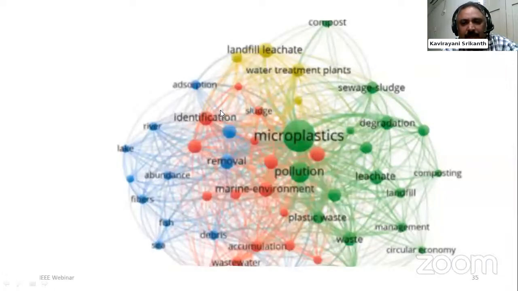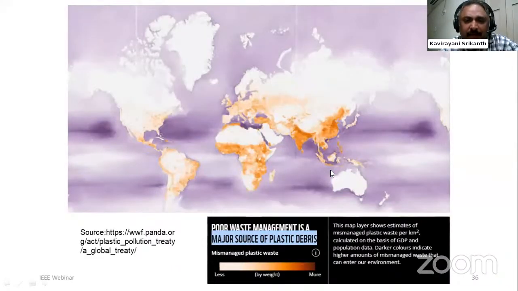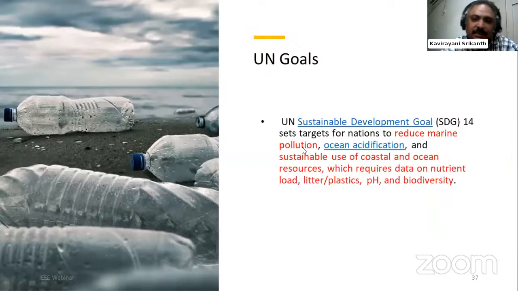And if you are seeing the linkage, this is a huge web of microplastics that we are linked with. And then if you are trying to see the poor waste management across the globe, you can see the brown shades represent how badly we are managing these plastics. And then if you are looking at UN Sustainable Development Goal 14, which says we have to reduce marine pollution and ocean acidification for sustainable use of coastal and ocean resources, it again requires us to look at our usage patterns.